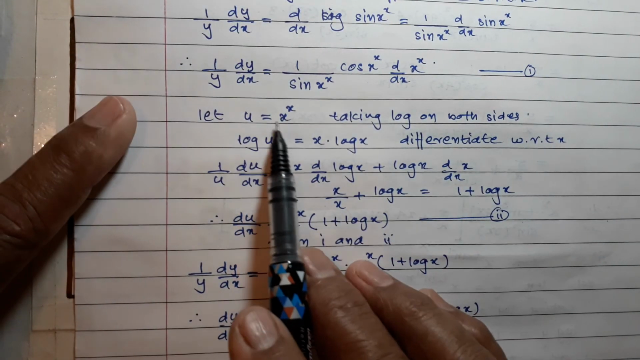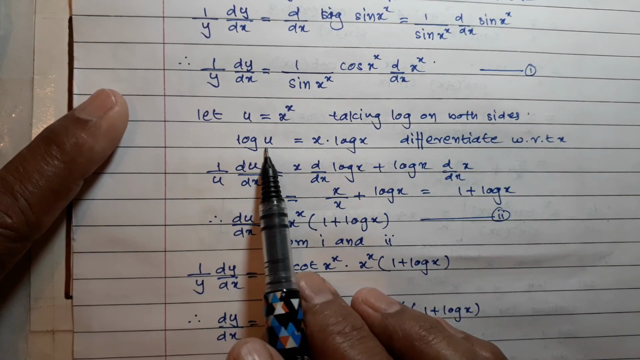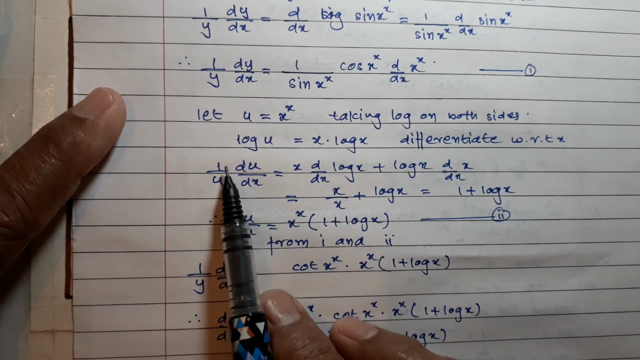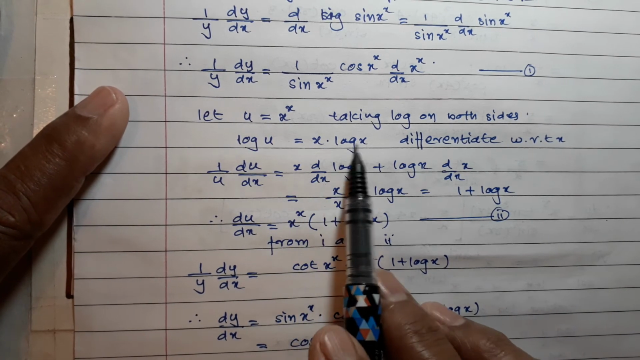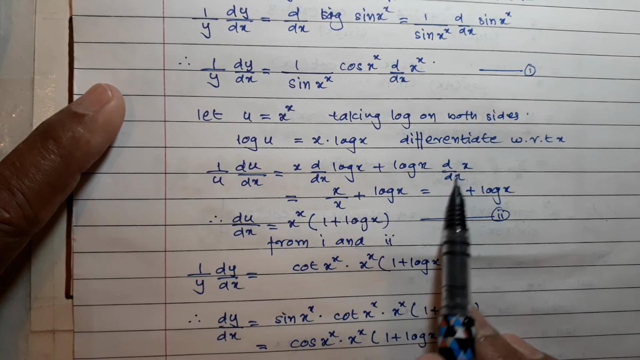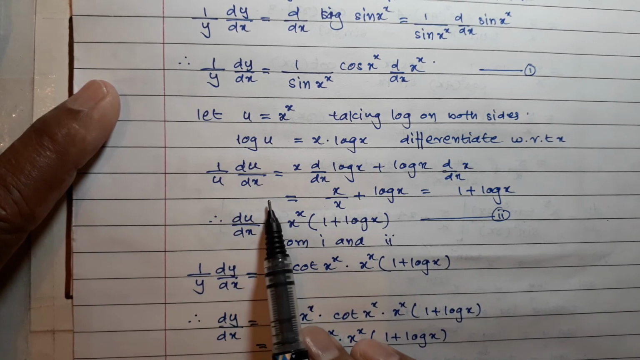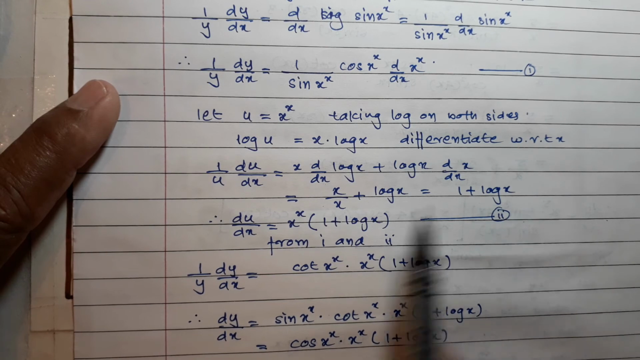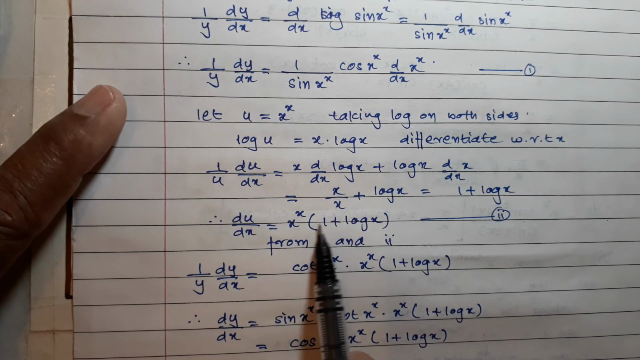Suppose this is statement number 1, because I have to differentiate this also by this method. Let u = x^x. Taking log on both sides, log u = x log x. Differentiate with respect to x. 1/u du/dx is equal to, here you use u into v, x d/dx of log x plus log x d/dx of x. So 1/u du/dx = x upon x plus log x, that is 1 plus log x, and therefore du/dx = x^x into (1 plus log x).